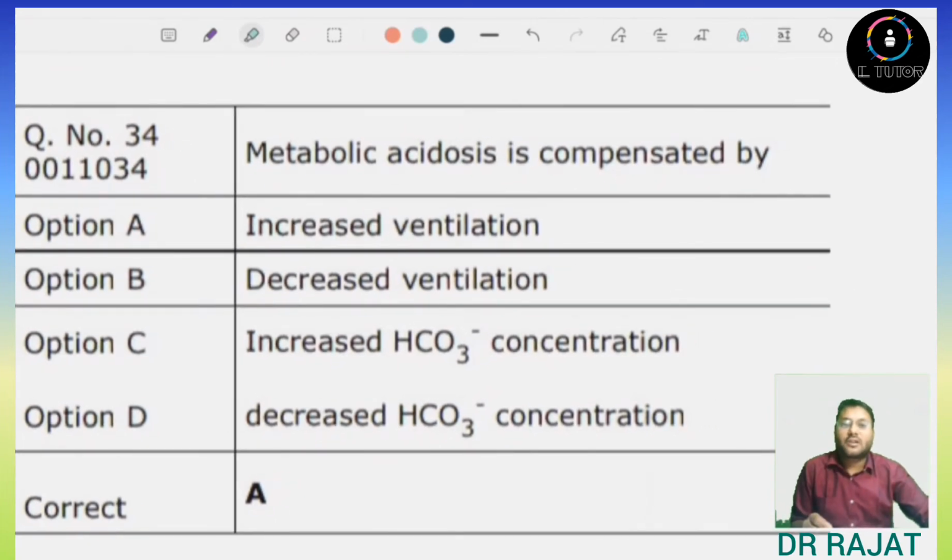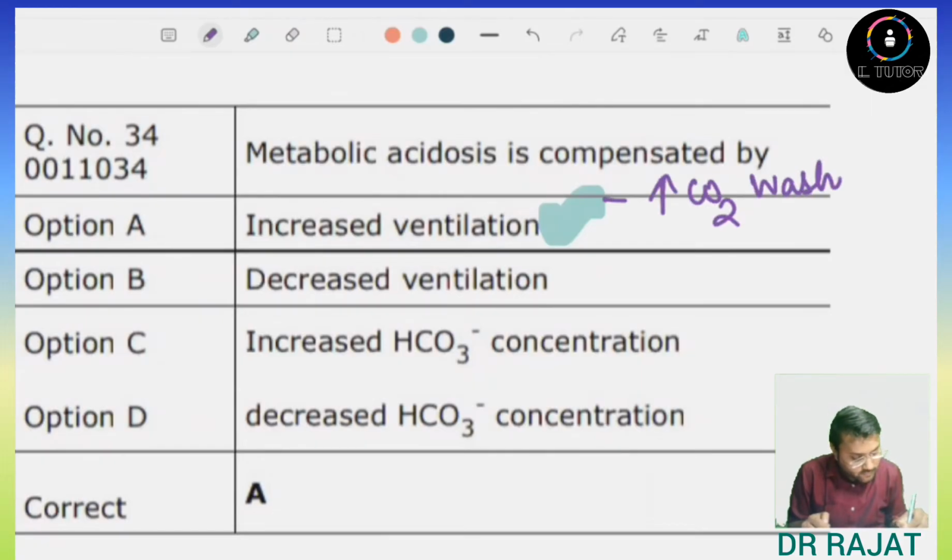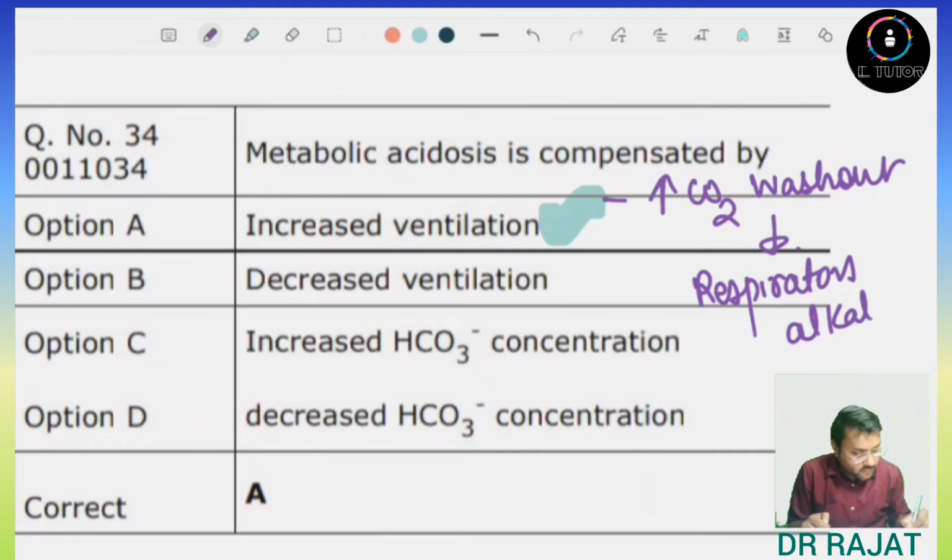Next question is metabolic acidosis is compensated by. So whenever there is metabolic acidosis, the compensation occurs by respiratory alkalosis, which occurs due to the increase in ventilation leading to the washout of carbon dioxide. So increased ventilation will lead to increased CO2 washout, which will lead to respiratory alkalosis. So answer will be increased ventilation, option number A.